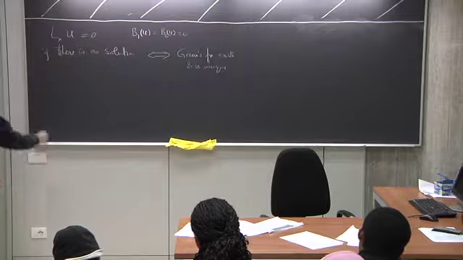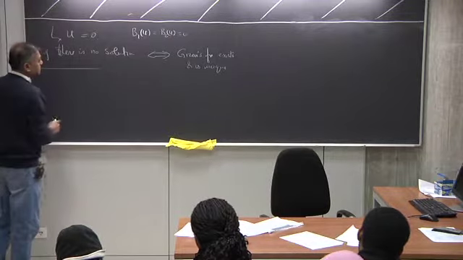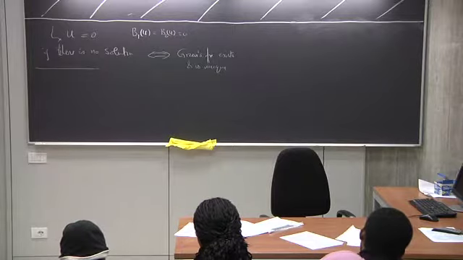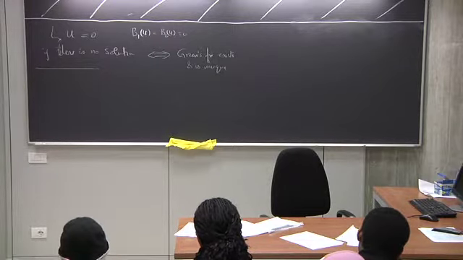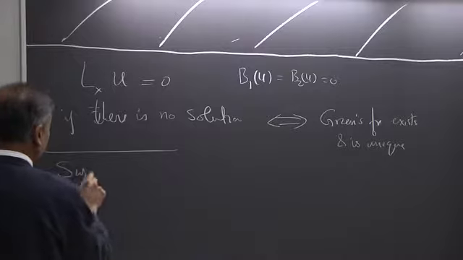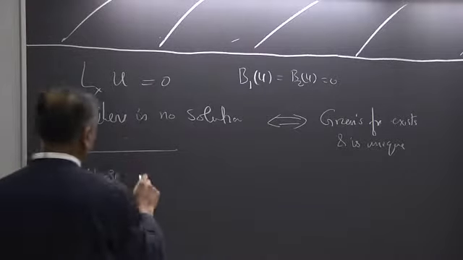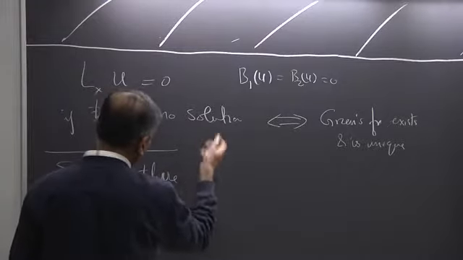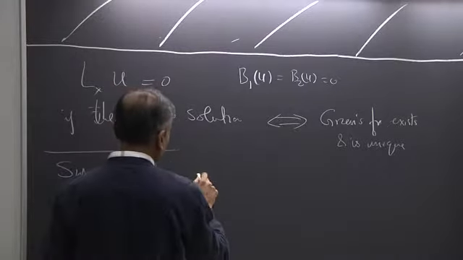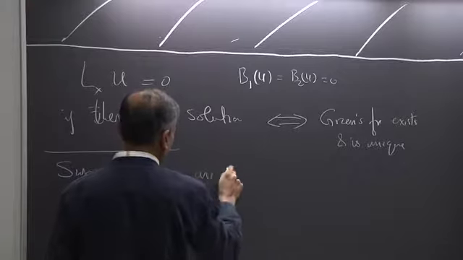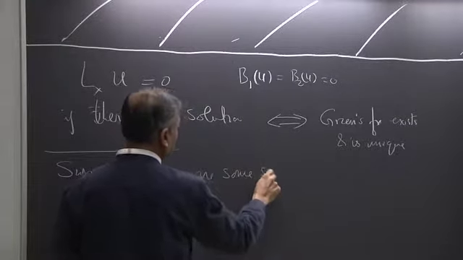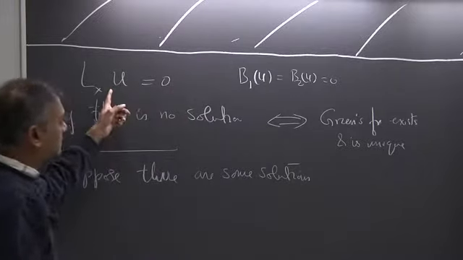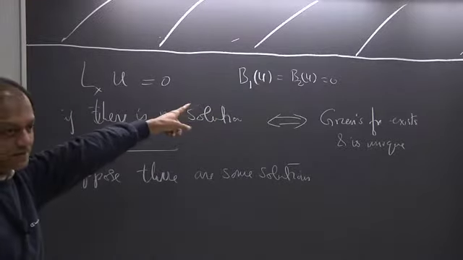Okay, now let's discuss the situation where actually there exists some zero mode. What can we do in that case? So suppose zero mode exists. Suppose there is a solution. There is one or more solutions, whatever. There is some solution which satisfies both this equation and the boundary conditions.